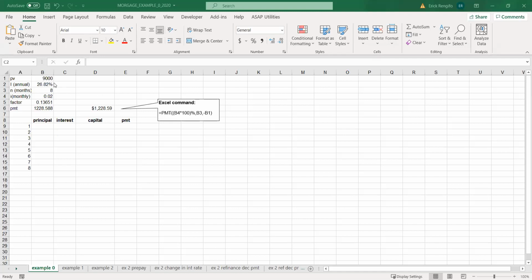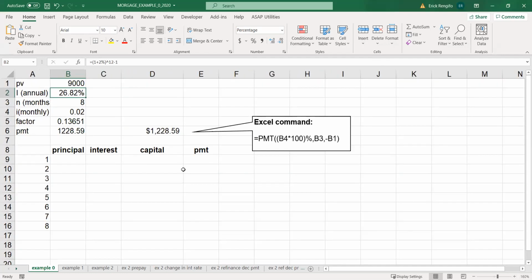Okay, so here we have the numbers that I have provided you on the whiteboard. So I have my PV. I want a loan of $9,000. My annual interest is going to be 26.82%. So let me make this bigger. So I have 8 months to pay back everything.